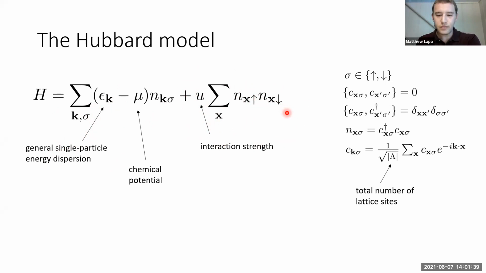It's very well known that the reason this model is hard is because one term is diagonal in momentum space and one is diagonal in position space. What we'll want to do is try to understand the effect of this interaction term on the momentum occupation numbers, which would be, in the finite temperature case, described by a Fermi-Dirac distribution. So this is what we'll calculate.